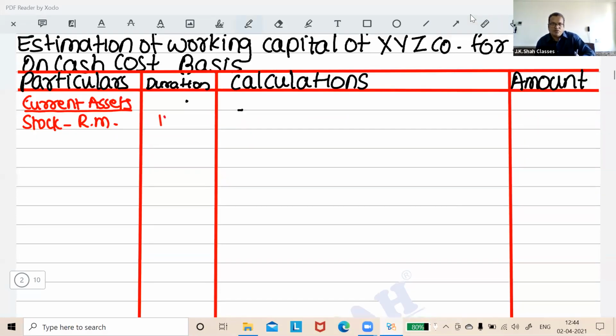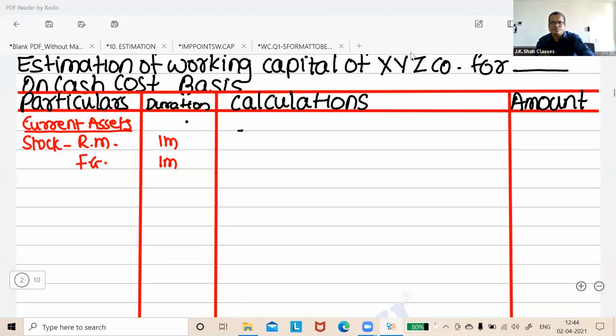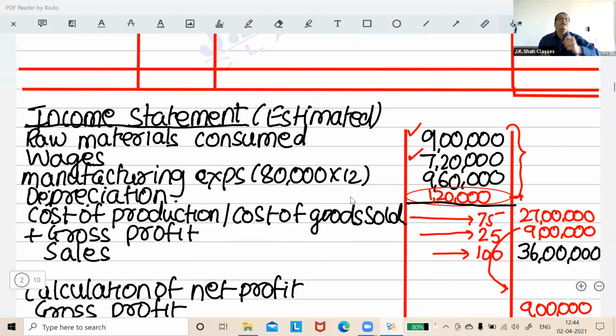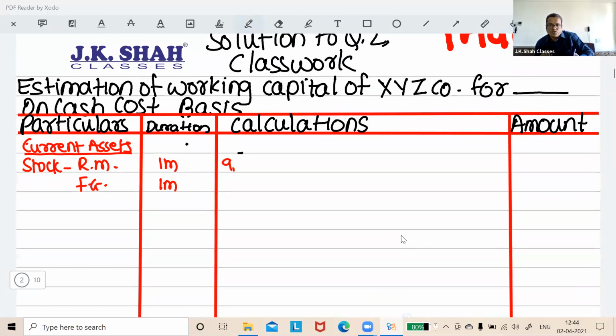Yeah, stock of raw material 1 month, stock of finished goods 1 month. Now you know stock of raw material would be estimated on what? On the raw material consumed, correct? So what is stock of raw material? 9 lakh rupees, correct? Okay, so let's go ahead. So 9 lakh into 1 by 12, 75,000.